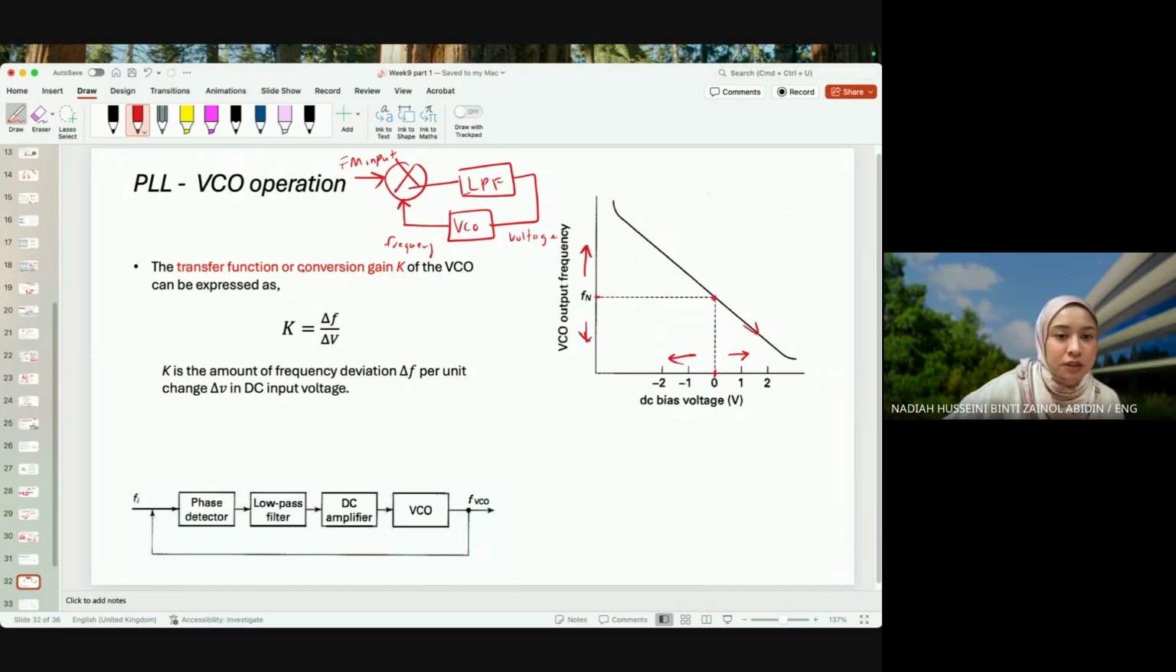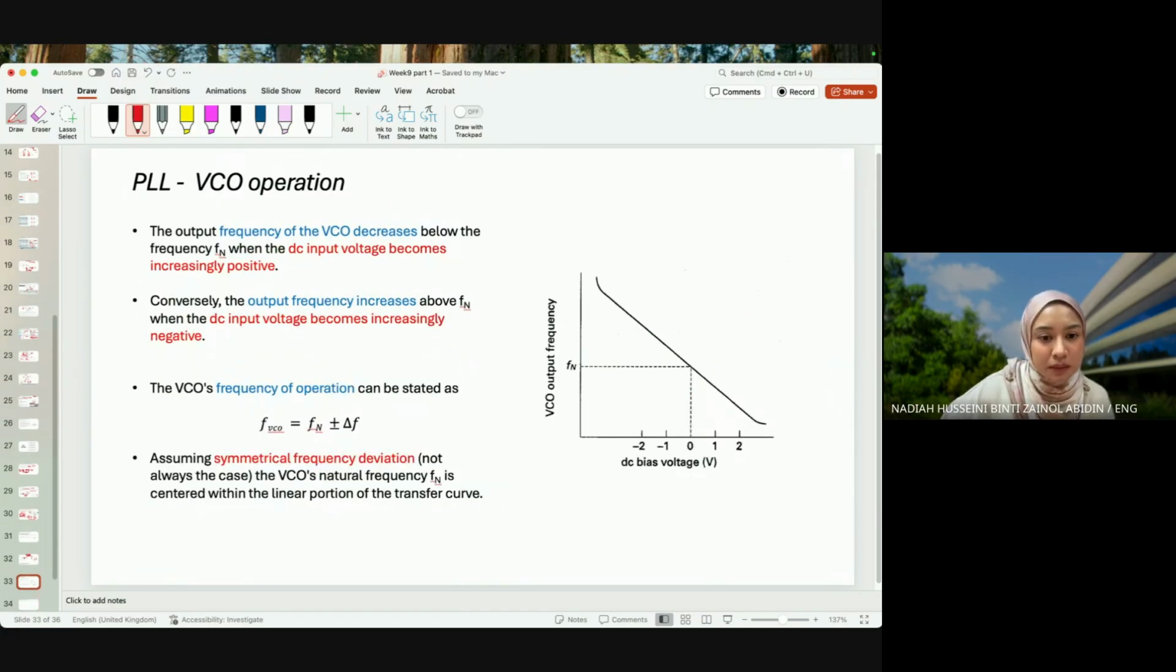So the transfer function or conversion gain K of the VCO can be expressed as delta F, the change in frequency, over the change in voltage. K is basically the sensitivity of the VCO. So how sensitive is it to voltage? Do you need a higher voltage to produce a small frequency change, or a small voltage to produce a change in frequency? That determines the sensitivity. So K is the amount of deviation of frequency per unit change in delta V.